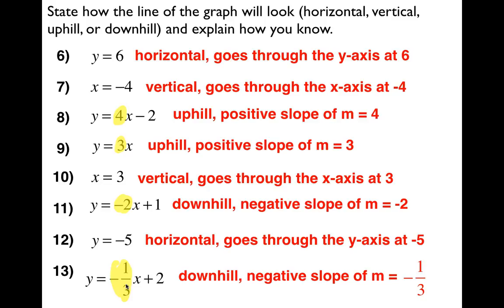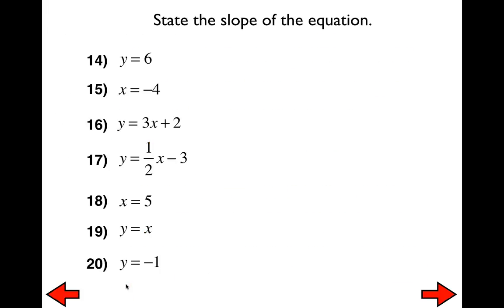So now that we've taken a look at the equation to see the general shape of the graph, let's go ahead and take a look at the equation to determine what the slope is going to be. So for number 14, since it's y equals 6, it's going to cut through the y-axis, meaning it's going to be a horizontal line. Notice a horizontal line doesn't have a rise, doesn't go up nor down from left to right, so we're going to say the slope is 0.